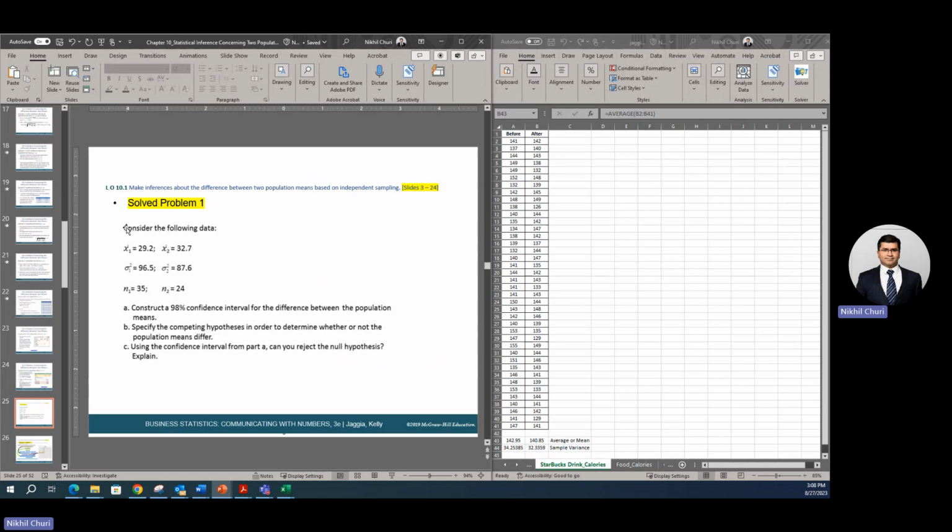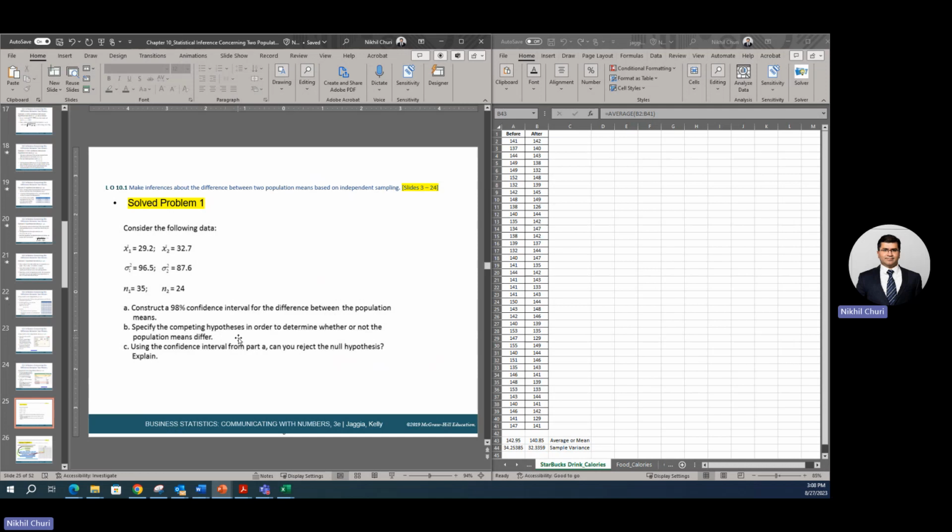In this problem, this data is given. Consider the following data: x1, the average of the first data set, is 29.2. x2, the average of the second data set, is 32.7. Sigma 1 square is given as 96.5. Sigma 2 square is given as 87.6. N1, the number of data points in the first data set, is 35, and N2 is 24. Your job is to construct a 98% confidence interval for the difference between the population means.